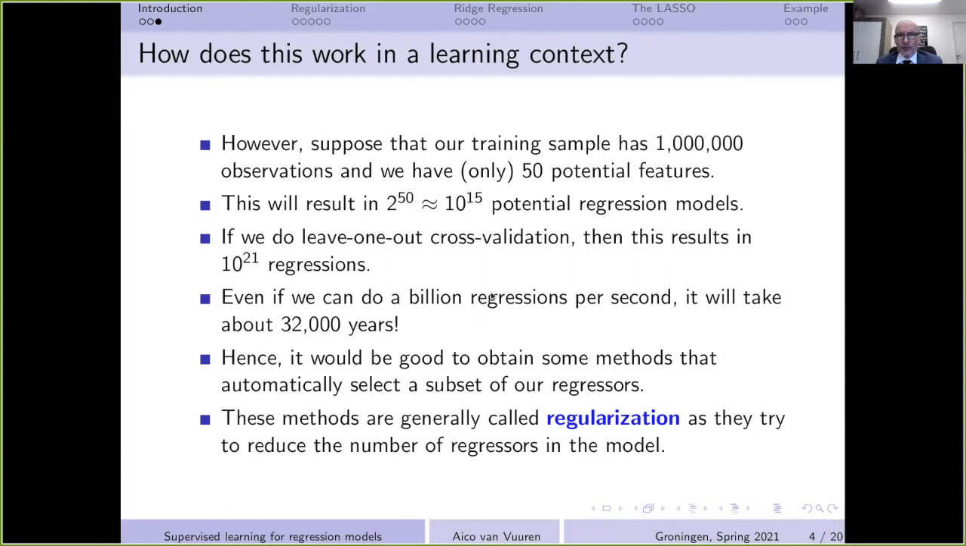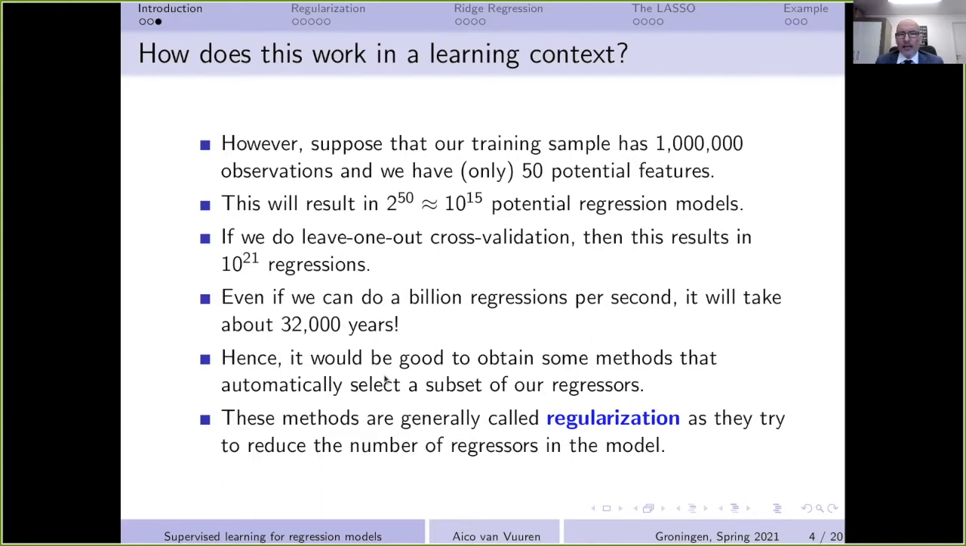But the question then arises, if we can do 1 billion regressions per second, how much time do we have to wait until we actually have our final model? Well, that's 32,000 years. That's quite a lot of time to wait for one single result. So most likely I will be dead by that time. And the cluster that I'm using is also going to be dead by that time. So we should realize that we cannot wait for so long.